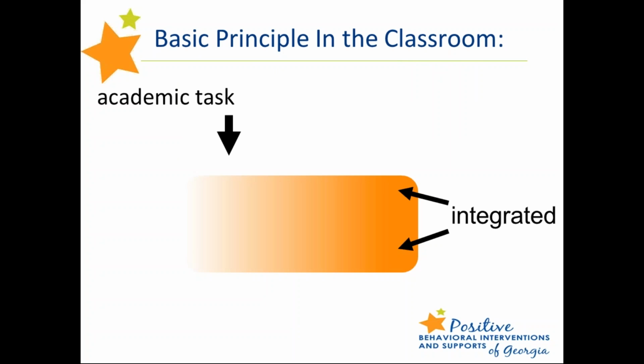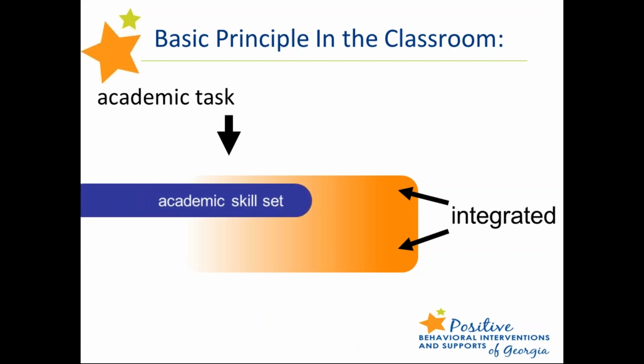Before we get into the classroom matrix, rules, and routines, however, let's consider the importance of integrating academic and behavioral elements of response to intervention at the classroom level. A basic principle in the classroom is that for every academic task we give our students, they will need 2 sub-skills to be able to accomplish that task successfully. The first, of course, is an academic skill set. For example, if we ask a student to complete a long division problem, they will need to know how to subtract and multiply before they can successfully complete the division problems.